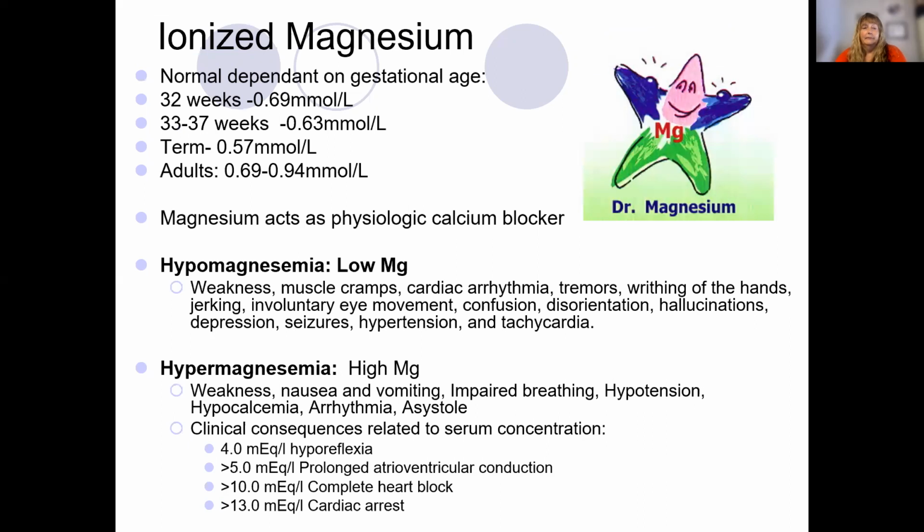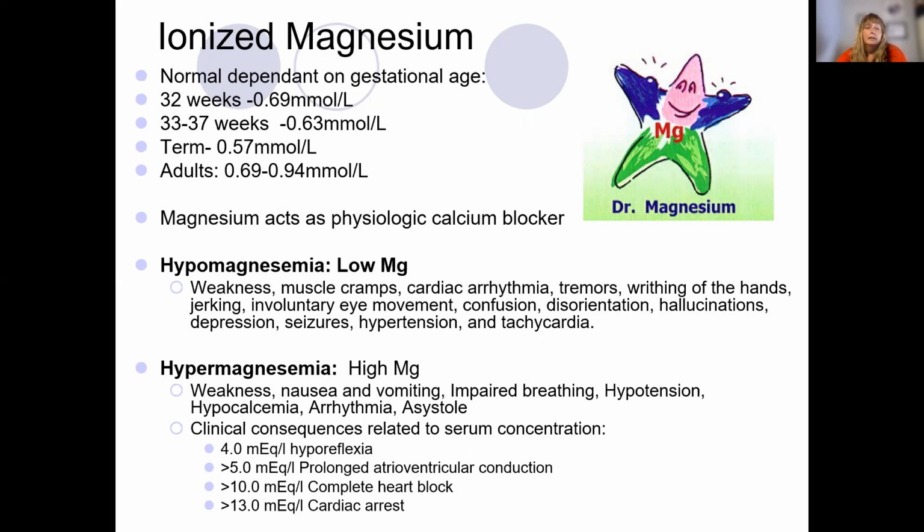Ionized magnesium. This is normal dependent on the gestational age of the baby. So 32 weeks is about 0.69, 33 to 37, 0.63. In the term, it's a little lower, 0.57. And then in adults, it goes back up higher again, 0.69 to 0.94. Magnesium acts as a physiological calcium blocker. So think of him as Dr. Magnesium.